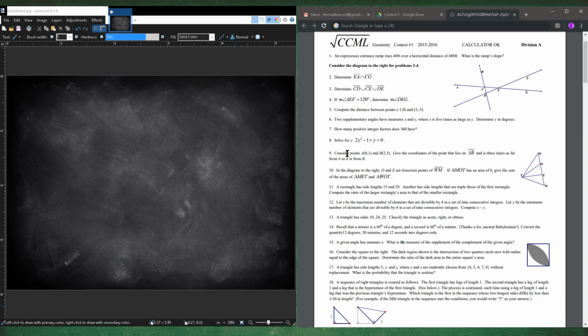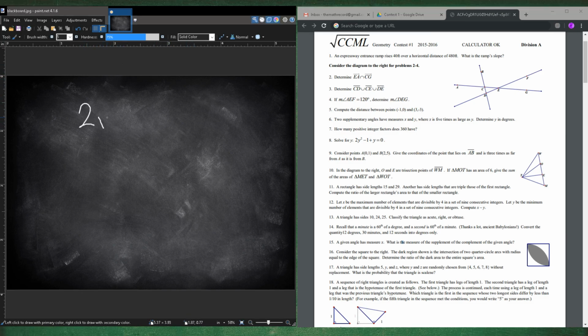Solve for y. Number 8. 2y squared minus 1 plus y is equal to 0. So I'll get 2y plus y minus 1 equals 0. So what I usually do is, since this is 2, I'm just going to put 2y, and then put y here. So the only way to get to negative 1 is just negative 1 and 1.